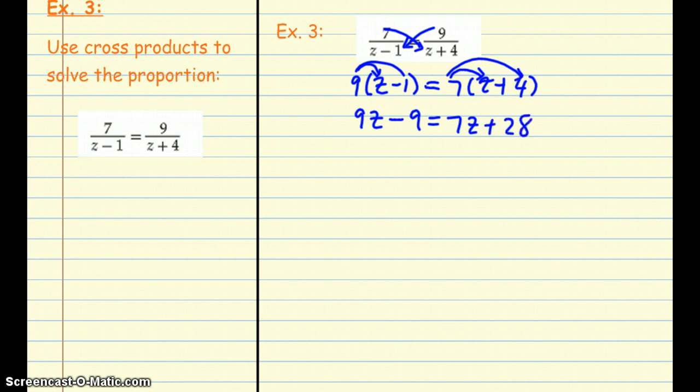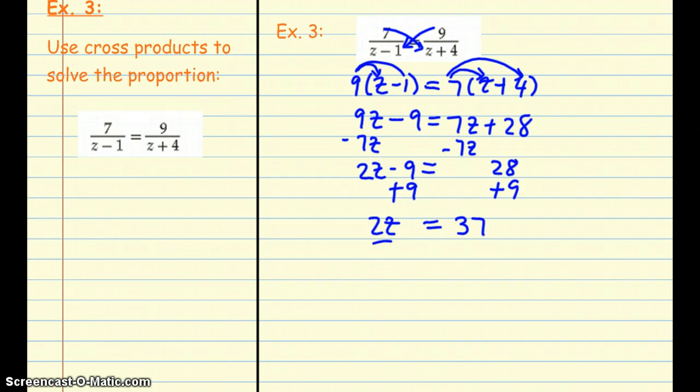From here, we're going to use our algebra again to figure out the value of z. I'm going to subtract 7z from both sides to get 2z minus 9 is equal to 28. I'm going to add 9 to both sides, so 2z is equal to 37. Then I'm going to divide both sides by 2 so I can get z alone. So z in this case is equal to 18.5.